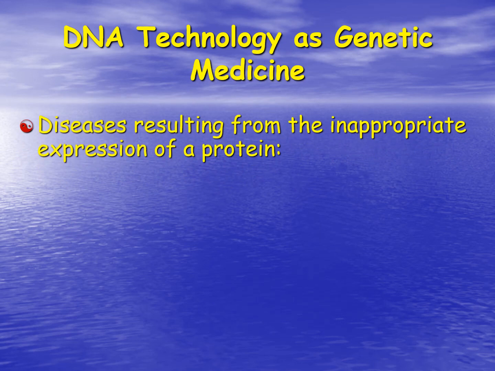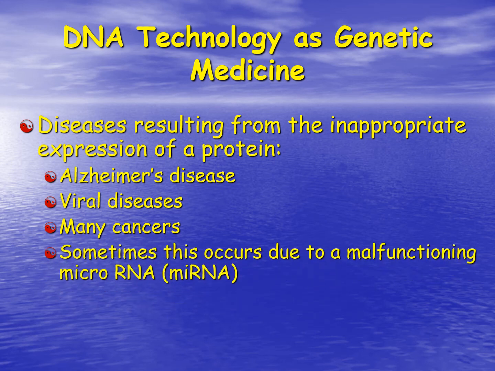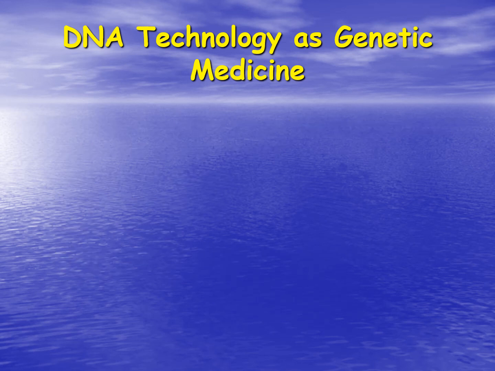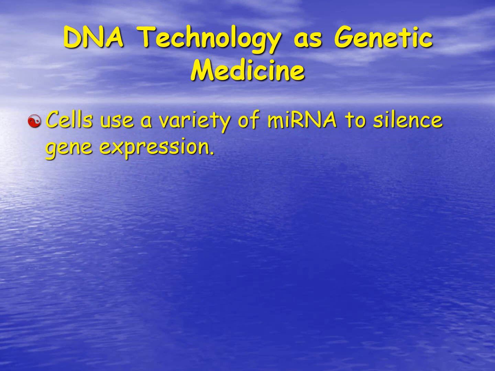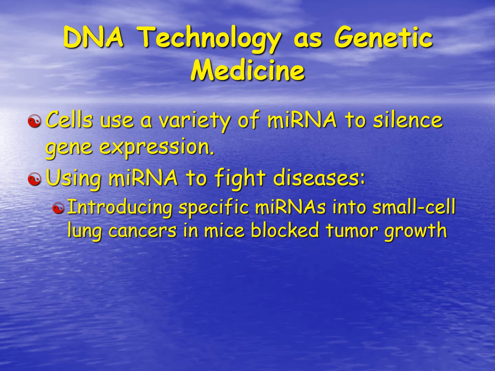Diseases that result from inappropriate expression of proteins include Alzheimer's disease, certain viral diseases, and many cancers, and sometimes this inappropriate expression occurs due to a malfunctioning microRNA or another regulatory RNA. Cells use a variety of these microRNAs to actually silence gene expression in normal cells. So we could actually use the microRNAs to fight diseases.